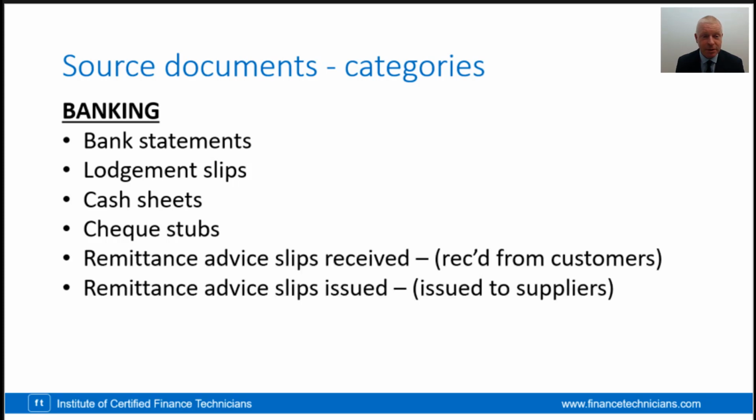Remittance advice slips, you can have them received or issued. So remittance advice slips received are details from your customers of how much they've paid you, or remittance advice slips issued are the details of the purchase invoices you are paying towards the debt of a supplier. So that's a lot of information concerned around source documents relating to banking.